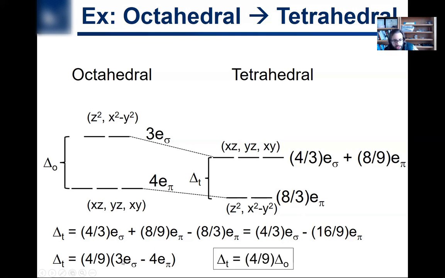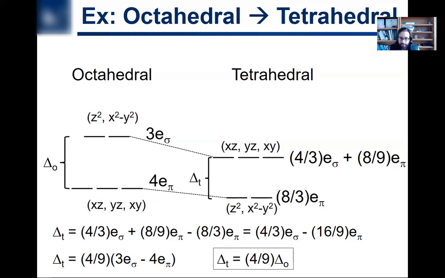Well, guess what 3E sigma minus 4E pi is? That is the definition of delta O, which we talked about just a while ago. So that tells us this formula that quantitatively, rigorously, delta T is 4/9 delta O. And so that wasn't coming out of thin air. That came out of the geometries and the amount of overlap that can happen between the different d orbitals in these different geometries as a function of pi bonding overlap and sigma bonding overlap, right?